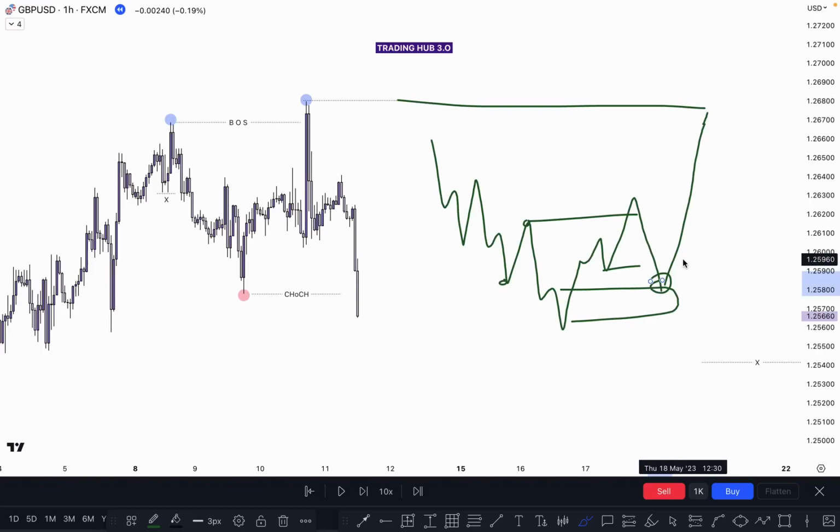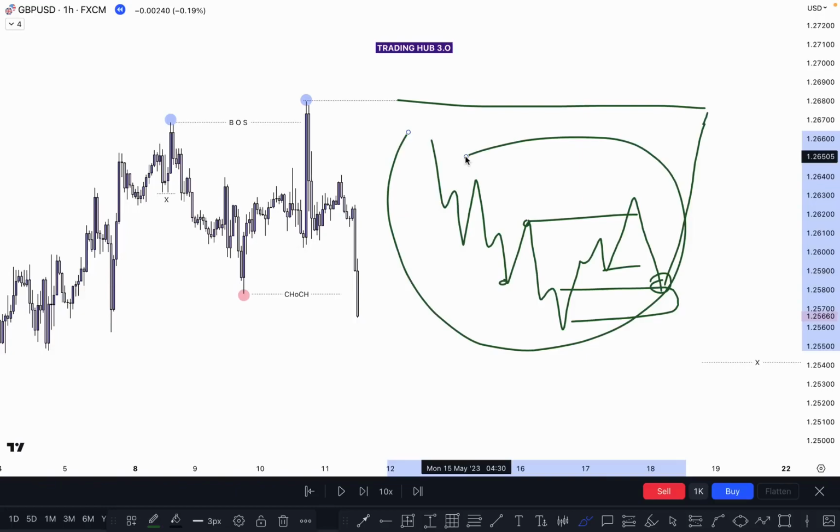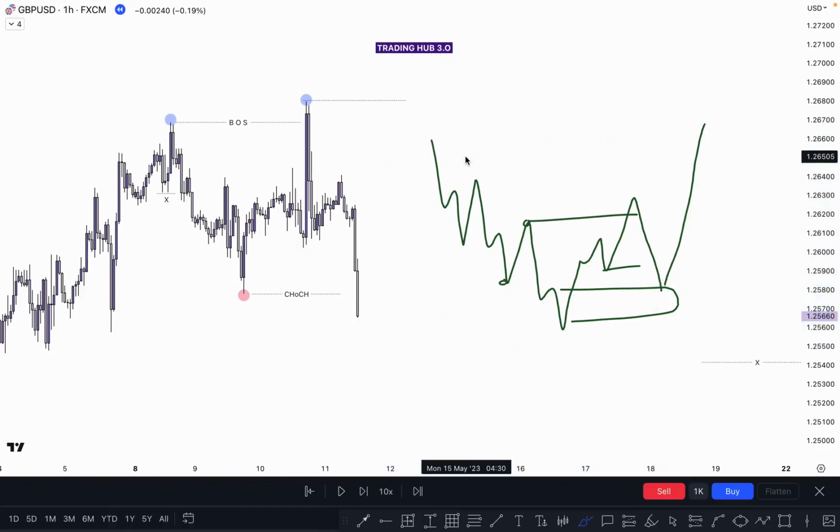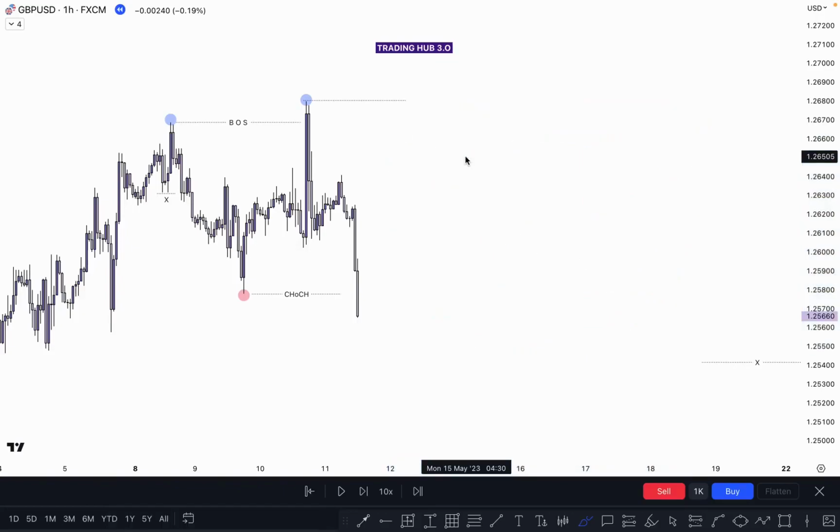But I will show you more refinement of this structure, then you can easily understand, and also you can catch very top and bottom entries, okay. So first of all, you have to understand this thing. You have to wait for the break of structure and change of character in a higher time frame, similar to this. Then you have to switch to a lower time frame as per your higher time frame. This is 1 hour, then you have to switch to a 5 minute time frame.